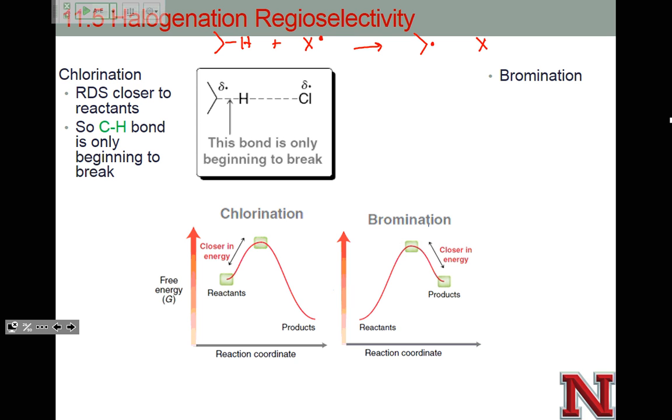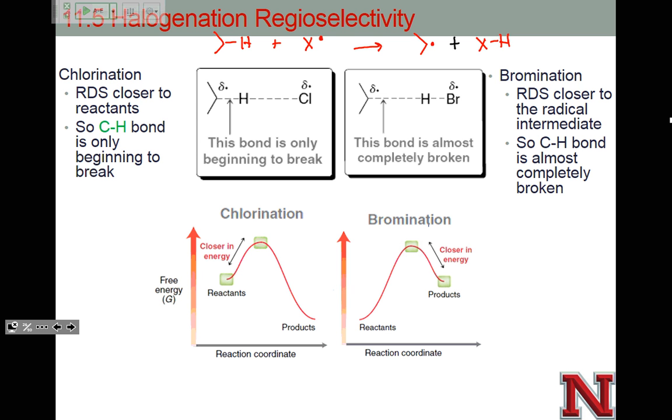that was supposed to be a plus. I don't know why I put an H. In our reactants, our carbon-hydrogen bond is intact. And in our products, we have a carbon radical. So if in chlorination, our transition state looks more like our reactant, that means our transition state looks more like the carbon-hydrogen bond still being a bond. But in bromination, the transition state looks more like the radical. So we have our carbon-hydrogen bond more broken, and that looks more like the radical.